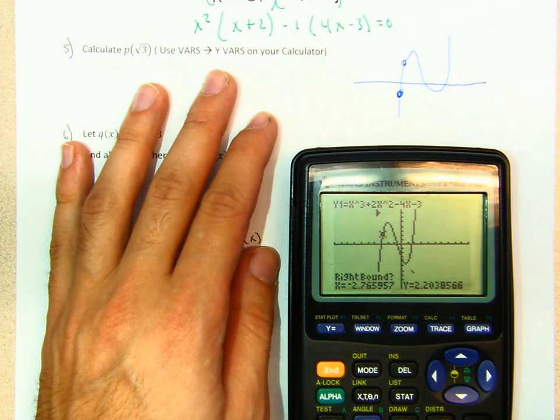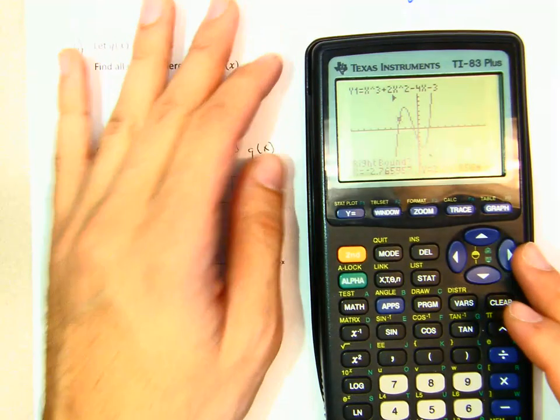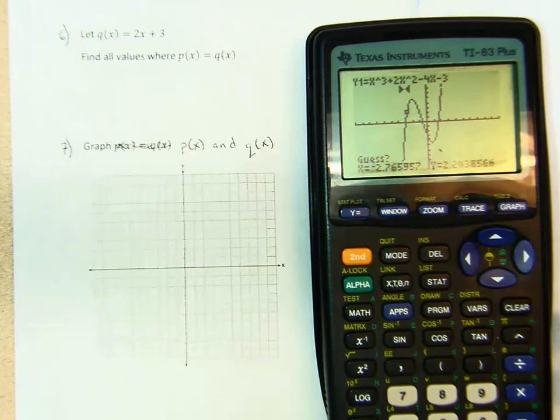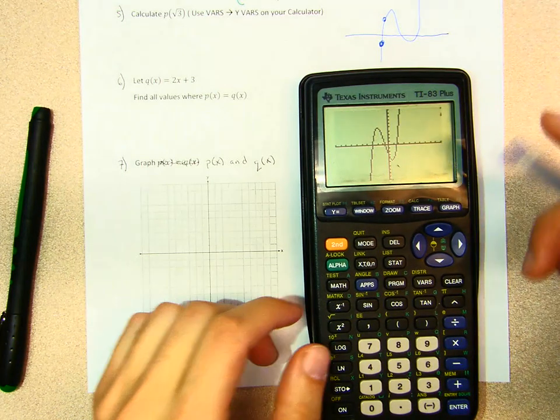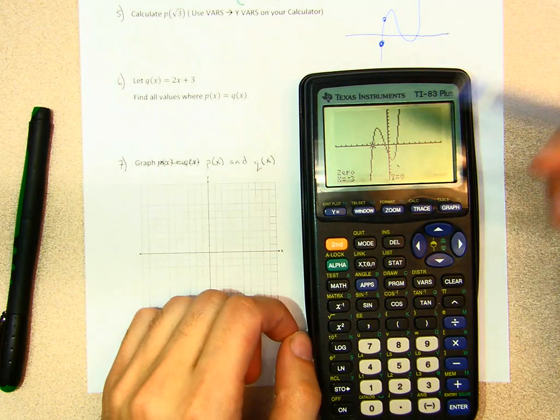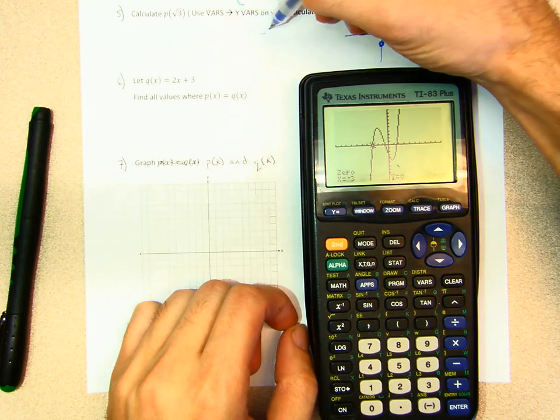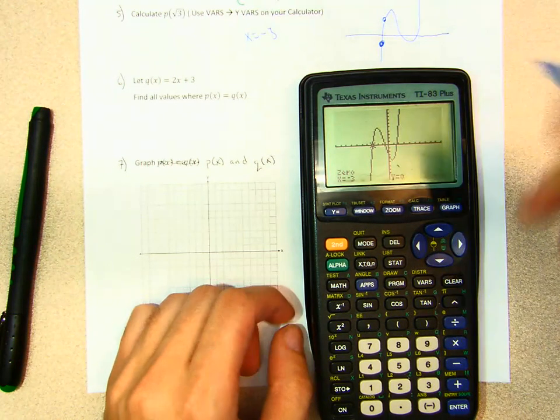right? And now once I hit enter again, and I hit enter again, oh, sorry. Let me move the calculator. Enter again, bam, it gives me the 0. One of my zeros is -3. Okay, what about the next one?